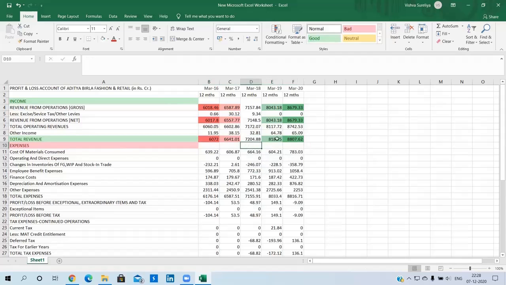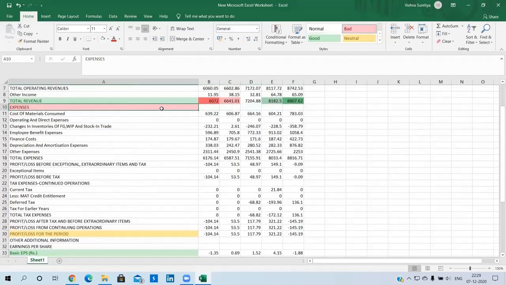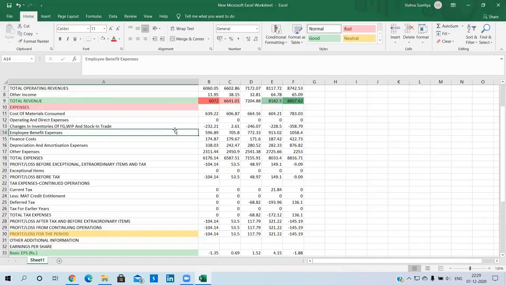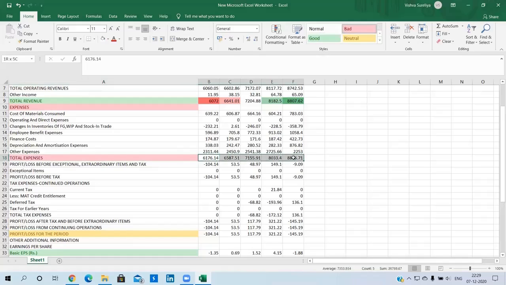Yeah, that is increasing. Scrolling down come the expenses: cost of materials consumed, that is raw material, then changes in inventories, employee benefit expenses, financial cost, or you can say interest, depreciation and amortization expenses, and other expenses. So here are your total expenses. Checking total expenses, they are also increasing.